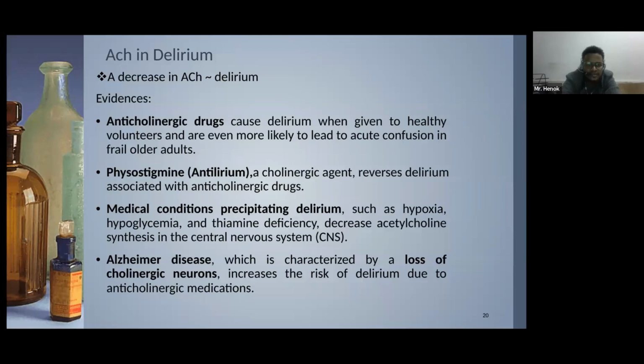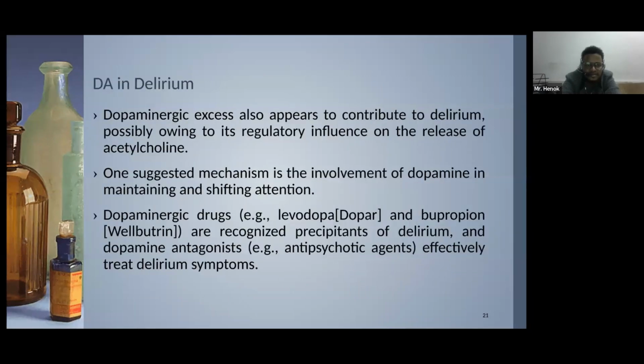So the second neurotransmitter involved in delirium is dopamine. Dopaminergic excess appears to contribute to the development of delirium, possibly owing to its regulatory influence on the release of acetylcholine. One suggested mechanism is the involvement of dopamine in maintaining and shifting attention. So when this role of dopamine is disturbed, patients with delirium can develop disturbance in maintaining and shifting their attention.